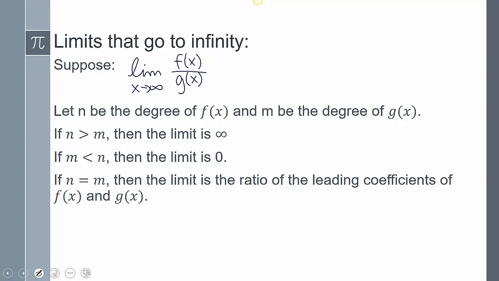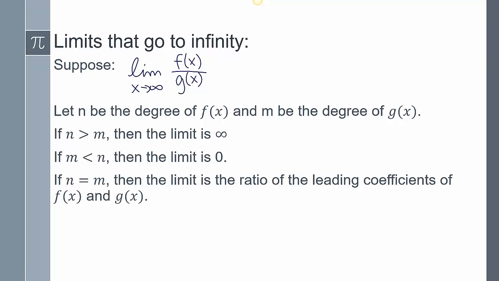And so let's just say hypothetically I have this limit as x approaches infinity and I'm dividing my two functions. I'm going to say that n is the degree of f of x and m is the degree of g of x. If the degree on top is larger than the bottom, then my limit is going to approach infinity or negative infinity depending on the direction that it's going to go, because negatives when it comes to these functions can affect that. If my degree on the bottom is larger than the top, then my limit approaches 0. And if the degrees are equal, then the limit is the ratio of the leading coefficients of my function.